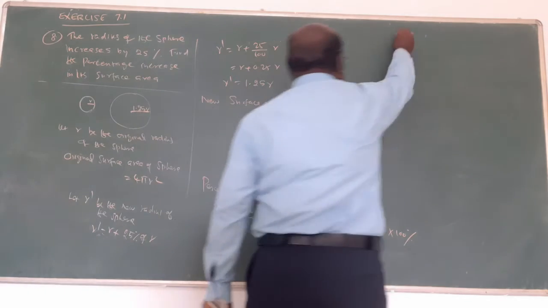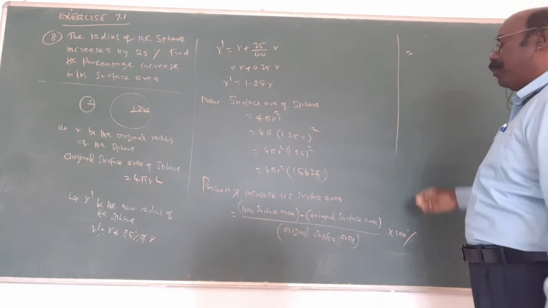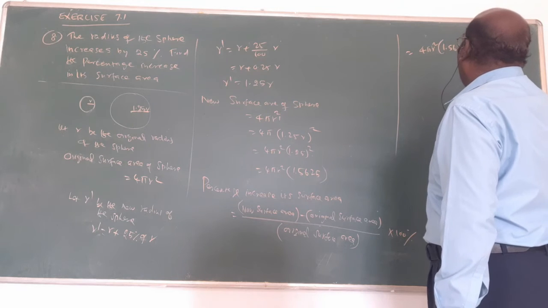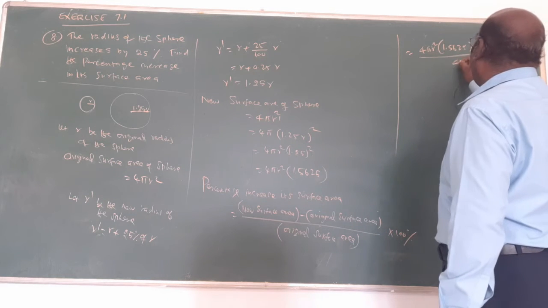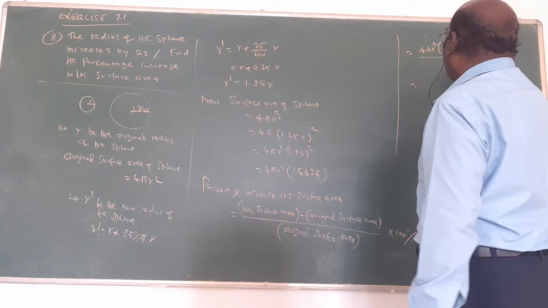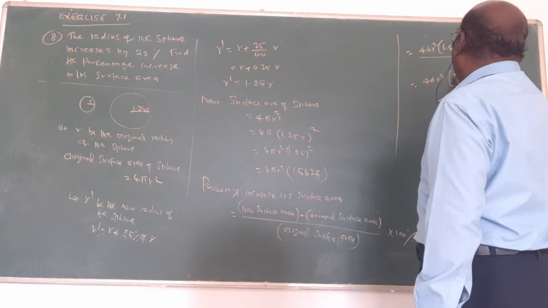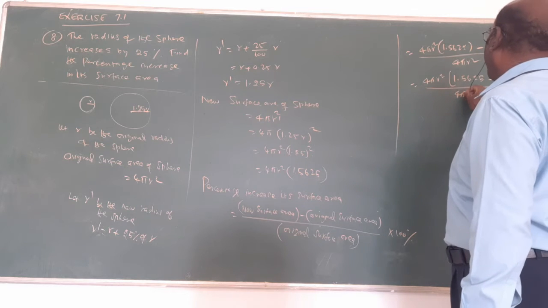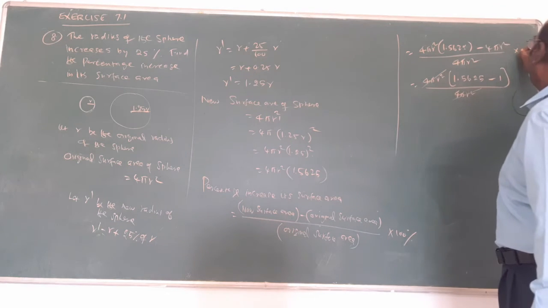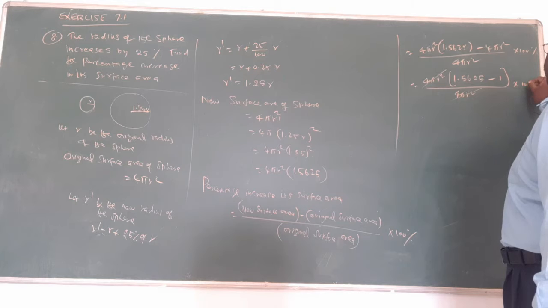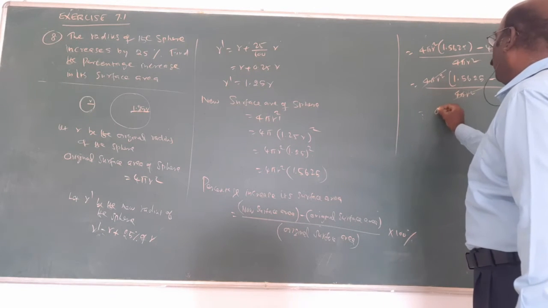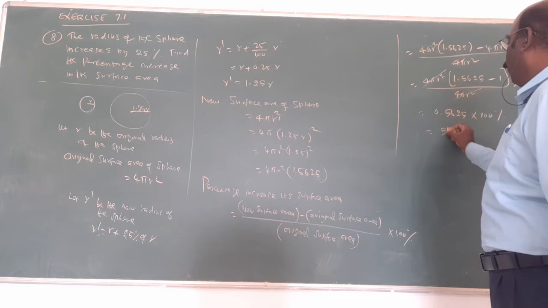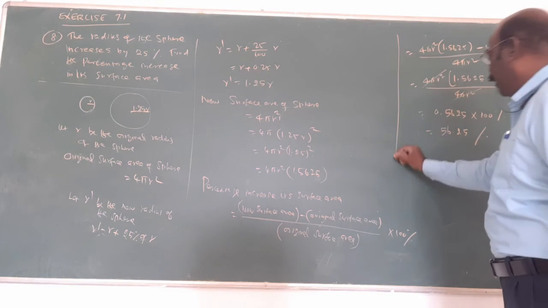Now substitute here. The new surface area is what? 4 pi r square into 1.5625 minus 4 pi r square, divided by 4 pi r square. Out of these two, 4 pi r square is common: 1.5625 minus 1, divided by 4 pi r square. This we cancel, into 100%. Now subtract both: 0.5625 into 100%, that is 56.25%. This is the answer.